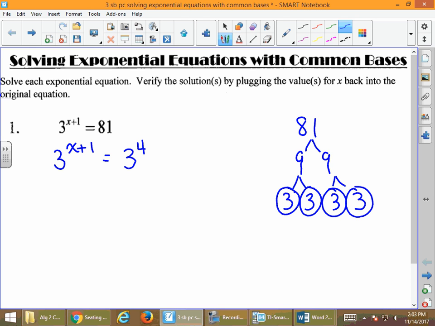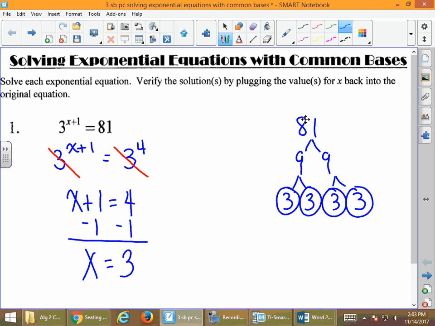It's not really canceling out, but what works for a lot of students is if they cancel out the 3's. We're going to ignore the 3's. They're never going to change into a different number. They're going to remain 3's. So what we need to do to solve this equation is look at the exponents now. It's x plus 1 equals 4, and we can subtract 1 from both sides. We get x equals 3.